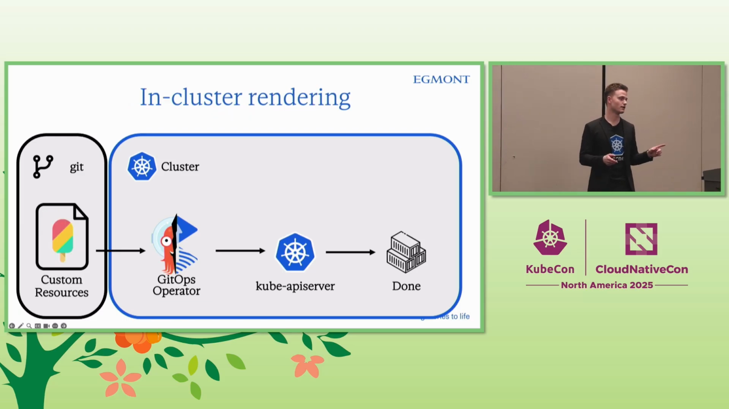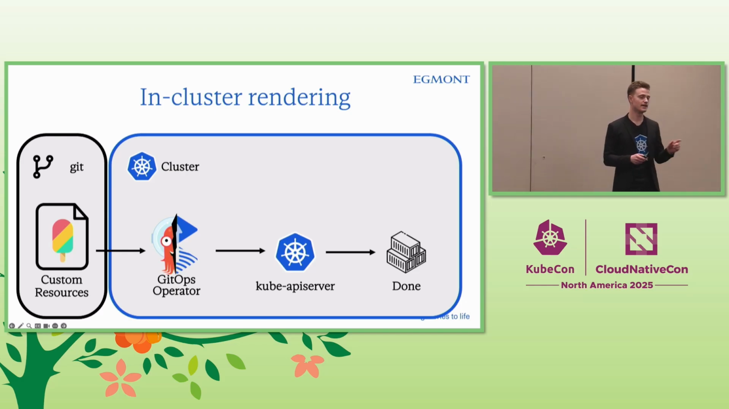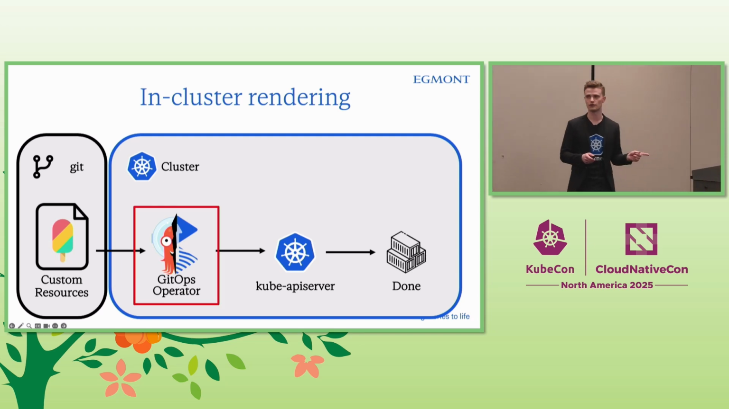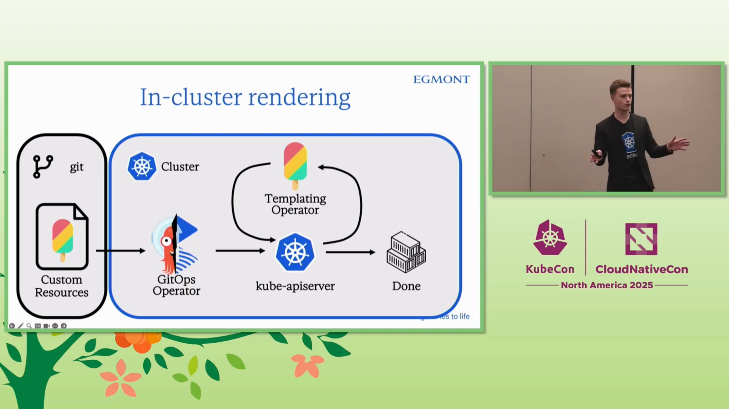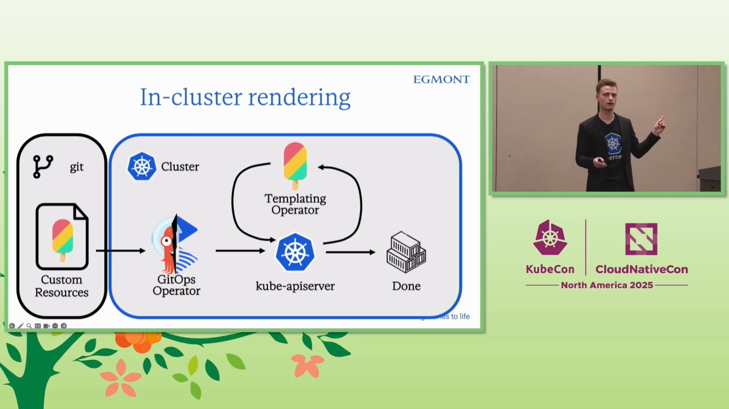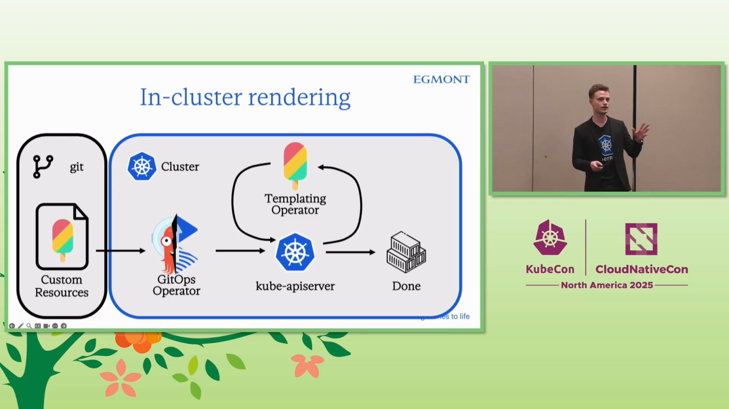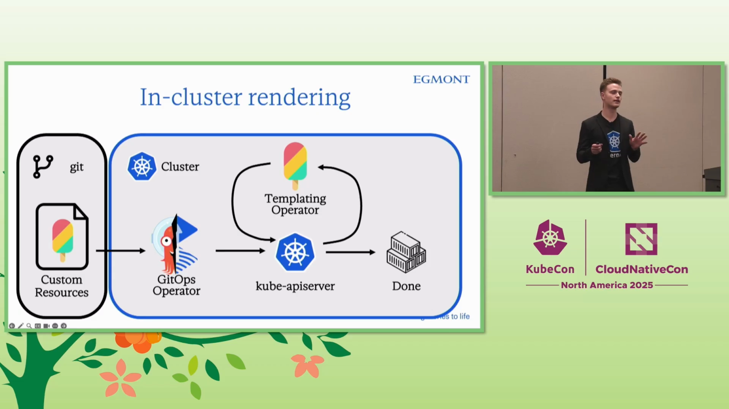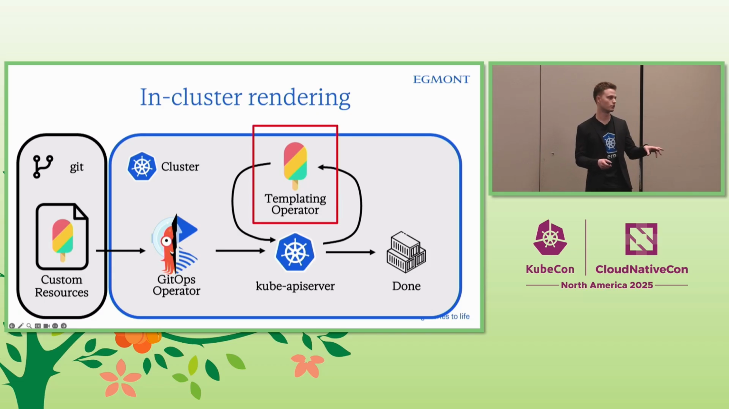But this is different from in-cluster rendering, where we have these custom resources that are stored inside Git, and then the GitOps operator just picks up these resources and applies them straight to the Kube API server. Here, nothing is being rendered by the GitOps operator. Instead, this step has been shifted towards a templating operator, at least that's what I'm calling it, symbolized with Crossplane in this case. So the templating operator picks up the custom resources and then renders whatever it needs to render, and then reapplies the final resources into the Kube API server, and then you're done. So you're taking an extra hoop here. So all the rendering is now happening in another component.